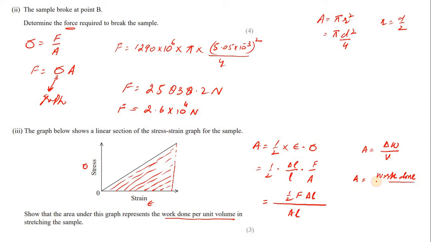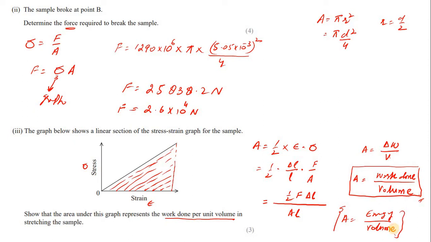So the area is work done per unit volume. It is not mandatory that you do all the steps. You can skip one or two steps of your understanding, it's your choice. So that's how you prove. This is the area under the stress strain graph, which is work done or energy stored per unit volume. So you can also say that A is equal to energy stored per unit volume. And if you remember, this is also known as the toughness of the material. But this is just additional information. This is sufficient for this part.